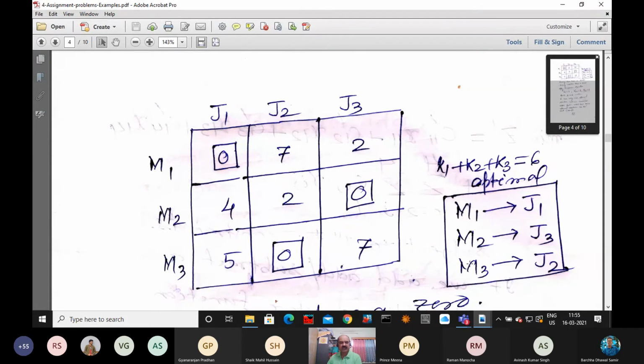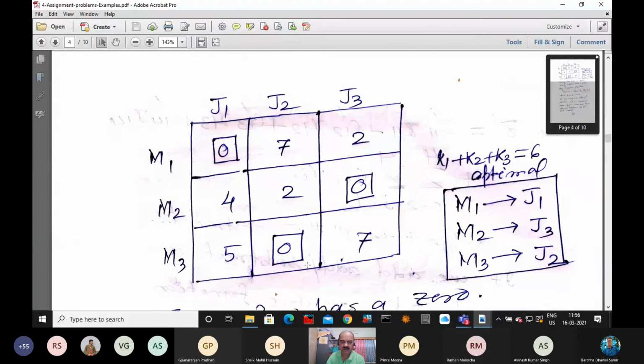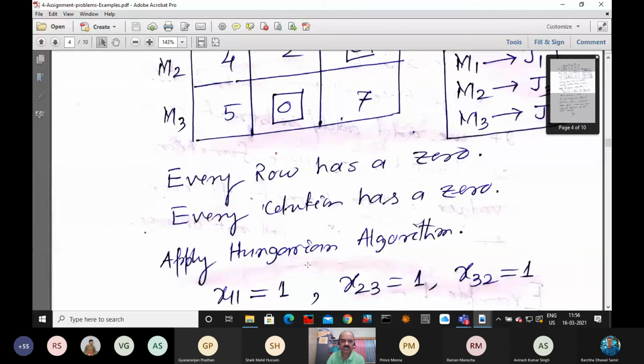So once this is given, we have observed there is a single zero in first row, single zero in second row, single zero in third row. Then similarly, a single zero in first column, second column, third column. So it is an ideal case. So since we have got this problem, what do we do? We are assigning machine 1 to job 1, machine 2 to job 3, machine 3 to job 2. Okay, this is the optimal assignment, and the minimum cost equal to 6 units.